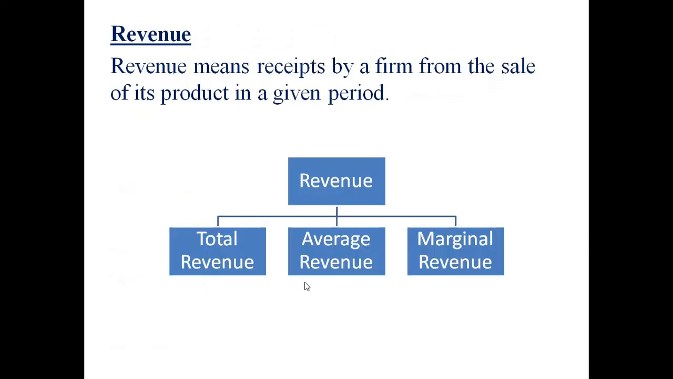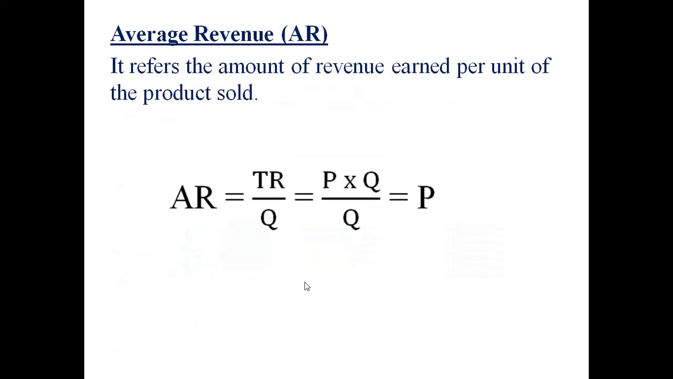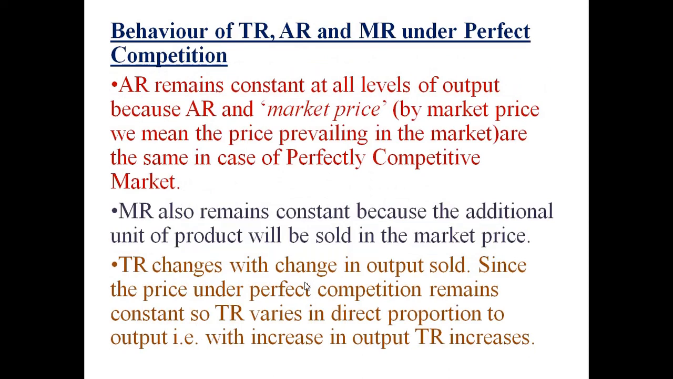I hope this total revenue, average revenue, and marginal revenue is clear to you by now. Okay. So now let us try to understand the behavior of TR, AR, and MR in two different market conditions, that is perfect competition and imperfect competition. Let me just tell you in brief about perfect competition and imperfect competition.